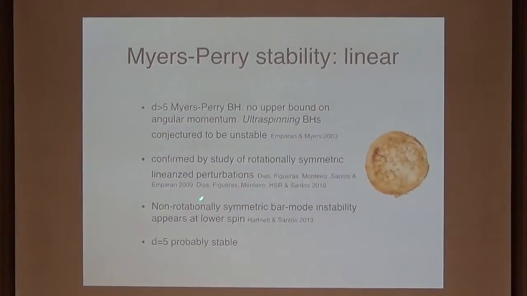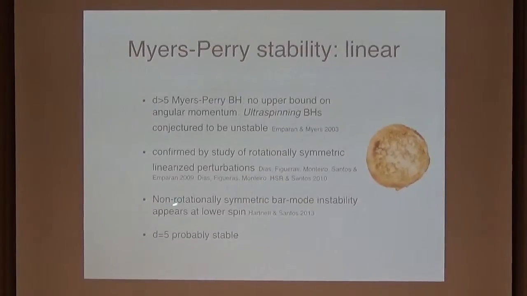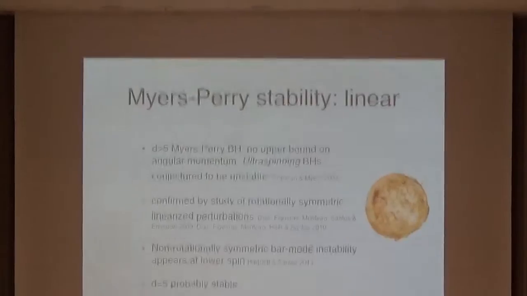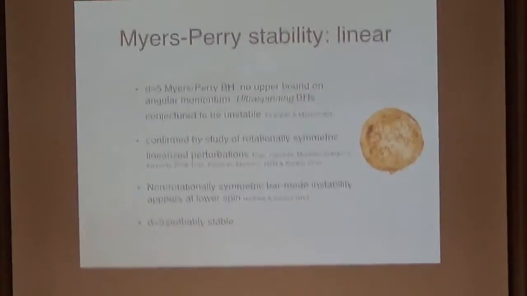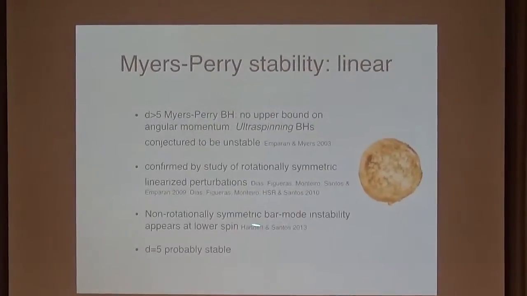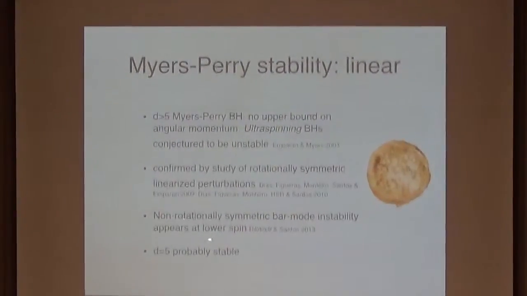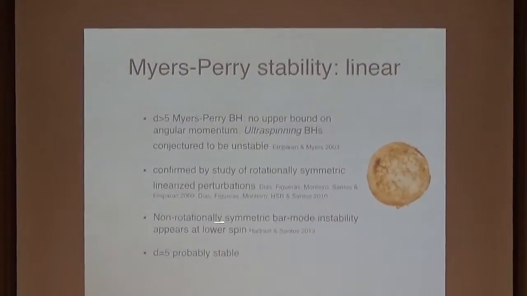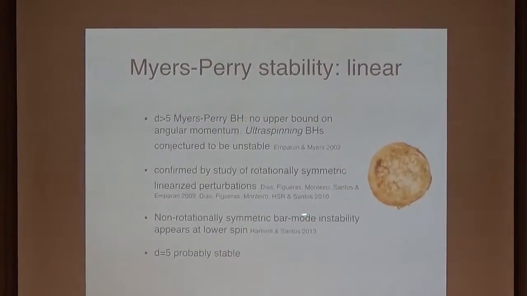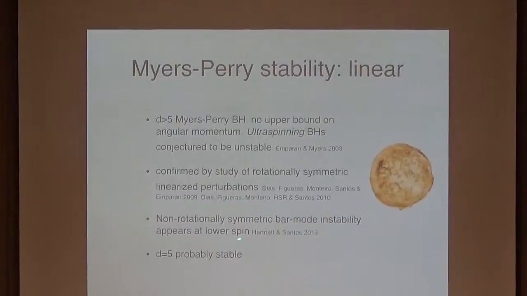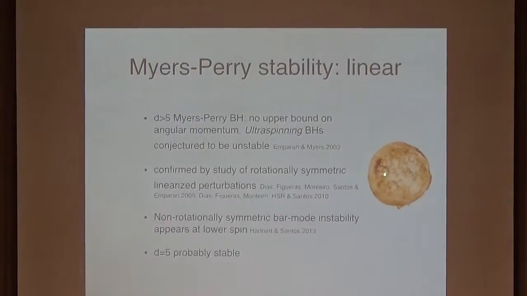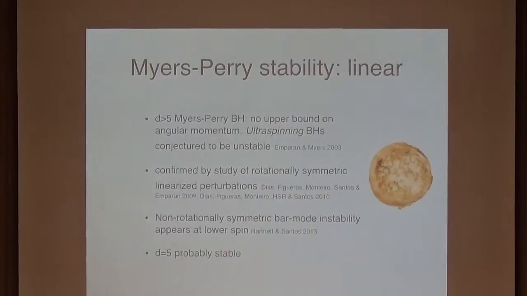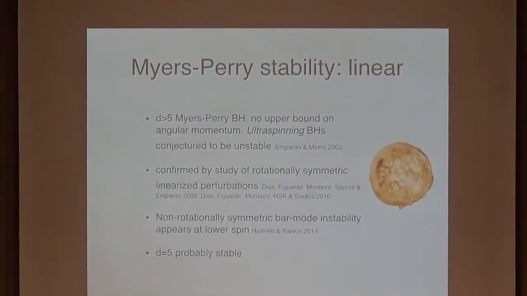More recently, a harder calculation has been done, which is to break the rotational symmetry and consider linear perturbations breaking that symmetry. And one finds that this makes things even more unstable. So in the non-rotationally symmetric sector, there's a bar mode type instability, which appears at an even lower value of the angular momentum. So this is the dominant instability of these rapidly rotating black holes.